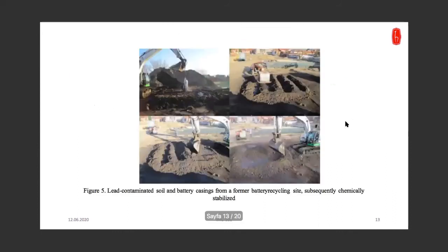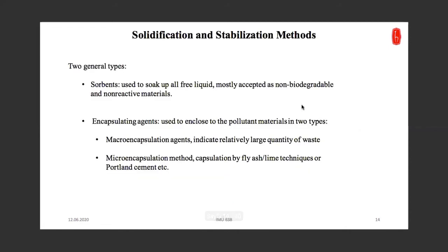And you may see lead contamination, which we previously solved via microorganisms. They are covered by lead, and in that process they are using chemical stabilization. It's a battery recycling site, and they're just mixing them. You may see the chemicals and the sludge, or stock, and they're mixing the chemical and stabilizing the lead material. Okay, that covers solidification and stabilization methods, and we can summarize them generally into two topics: sorbents and encapsulating agents.